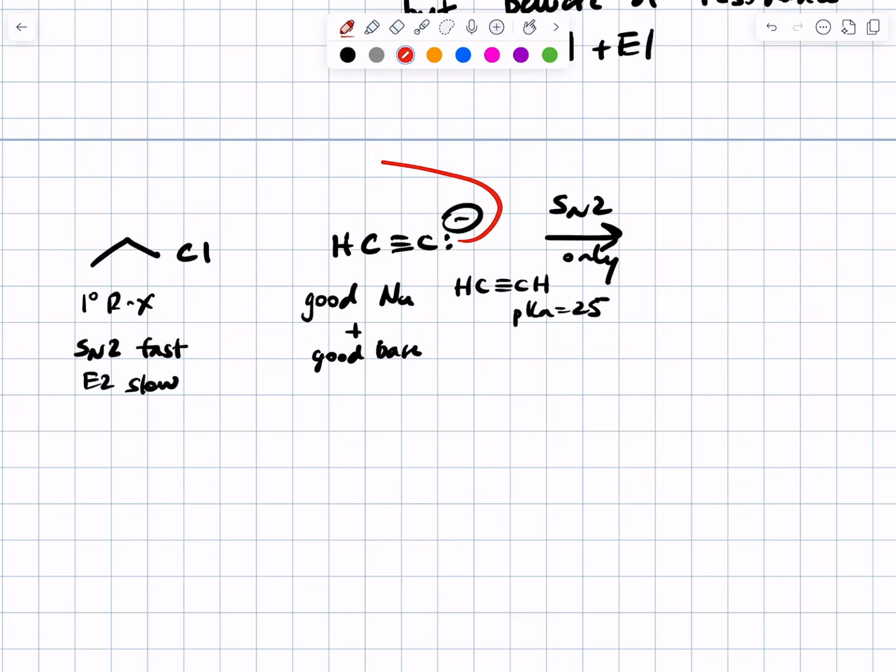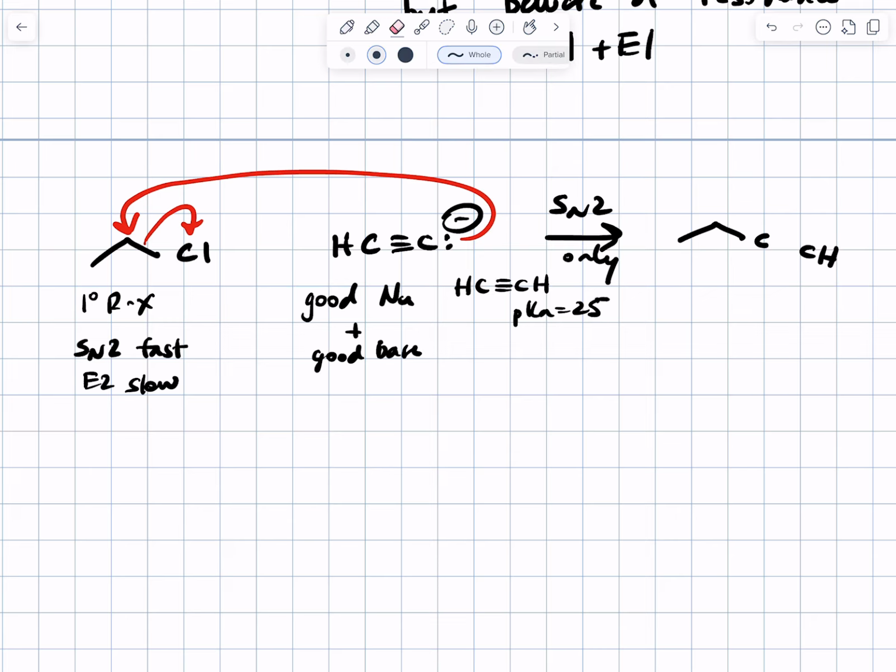That's going to involve backside attack of the nucleophile on the carbon where the leaving group is, and then the leaving group leaves. Had that been a stereocenter, we would have shown inversion of configuration, but because it's not a stereocenter, there's really nothing to see here. And the nucleophile replaces the leaving group. And there we go. Okay, so that's easy.